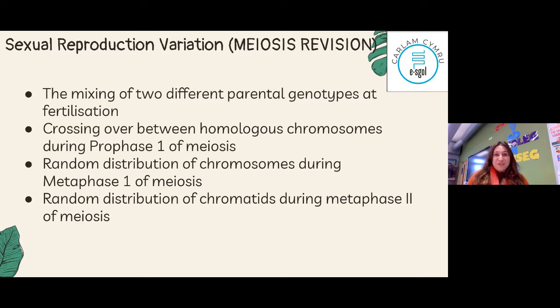Then we have meiosis revision. Okay, so again, it might prompt you to have a look over this. So we have the crossing over between homologous chromosomes. You might remember that they line up and there's crossing over between the chromosomes in prophase 1 of meiosis. Then there's the random distribution of chromosomes during metaphase 1 of meiosis. And then there's the random distribution of chromatids during metaphase 2 of meiosis. And all of those bring about variation within sexually reproduced organisms.